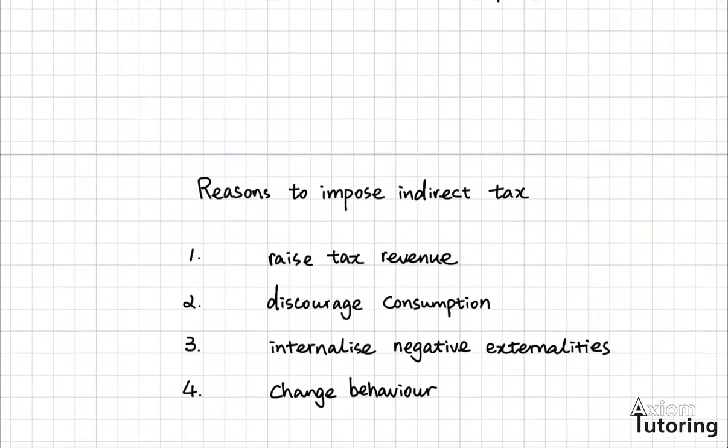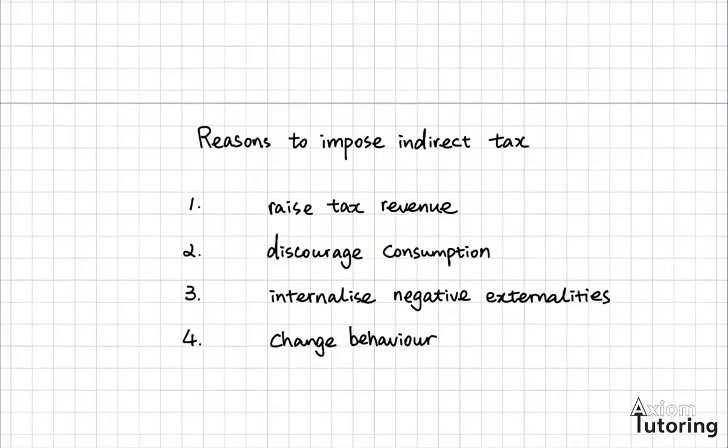Governments impose indirect taxes for several key reasons. First, indirect taxes raise government revenue, which can then be used to fund public services such as healthcare, education, and infrastructure. Second, indirect taxes are often used to discourage consumption of demerit goods, such as cigarettes or alcohol, which generate negative externalities like healthcare costs.